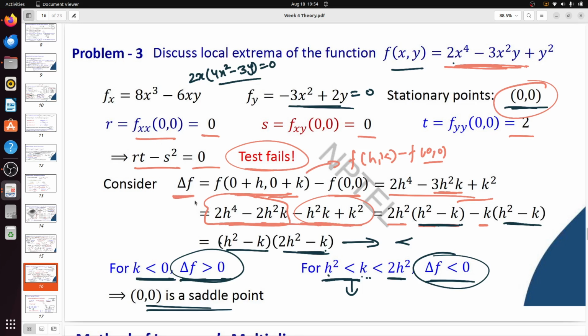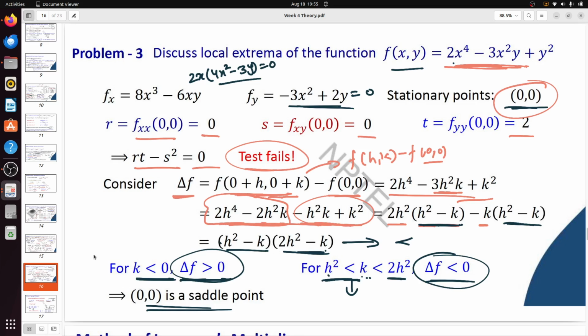Now once again determine delta f. We will use the definition. So f(0+h, 0+k) - f(0,0) is actually 2h^4 - 3h^2 k + k^2. Here you do the middle term factorization. If you do that, you can write it as (h^2 - k)(2h^2 - k).